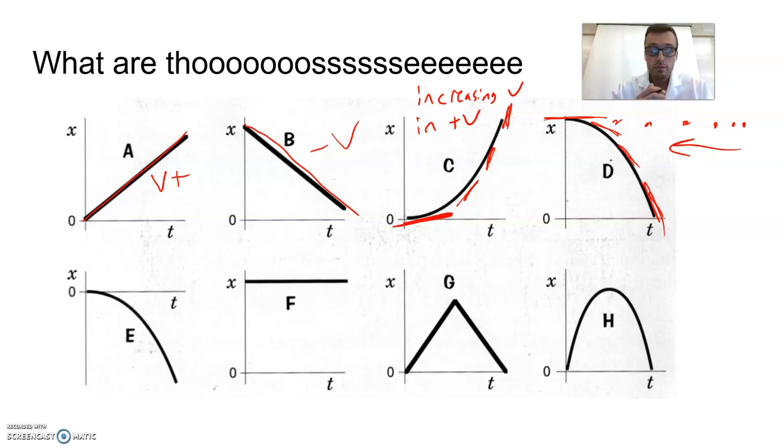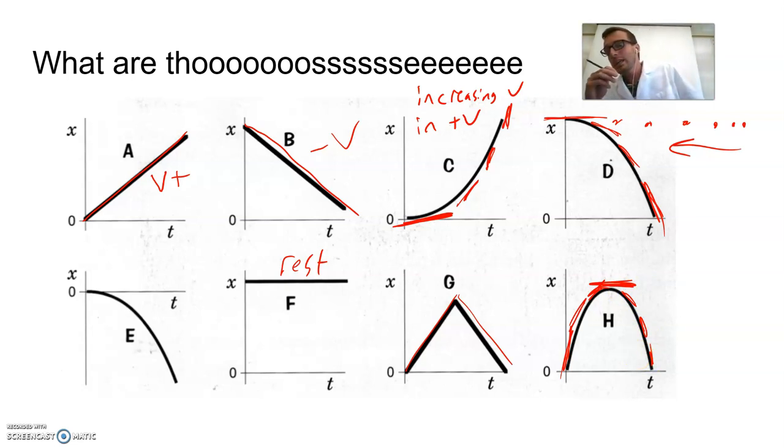Graph F, did you guess yet? Graph F shows that you are at rest. Okay, this one you're moving forwards and then all of a sudden you go backwards, and this one is really fun. All right, let's think about this one. Pause for a second. Picture this. Okay, what's happening to this one? Really fast, slow down, stop, negative, more negative, more negative. What does that mean? That means we're hauling, we stopped and we took a break, and then we turned around and we started gaining speed in the opposite direction. So graph H is pretty fun.